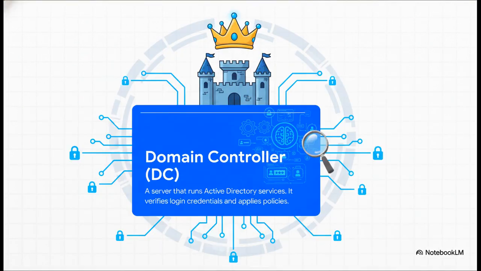And if the domain is the kingdom, then the domain controller, or DC, is the castle. It's the brain of the whole operation. This is a seriously powerful server that's dedicated to running Active Directory. It holds the master database of every user, every password, every rule. It's the single source of truth. Every time you log in, this is the machine your computer is talking to.